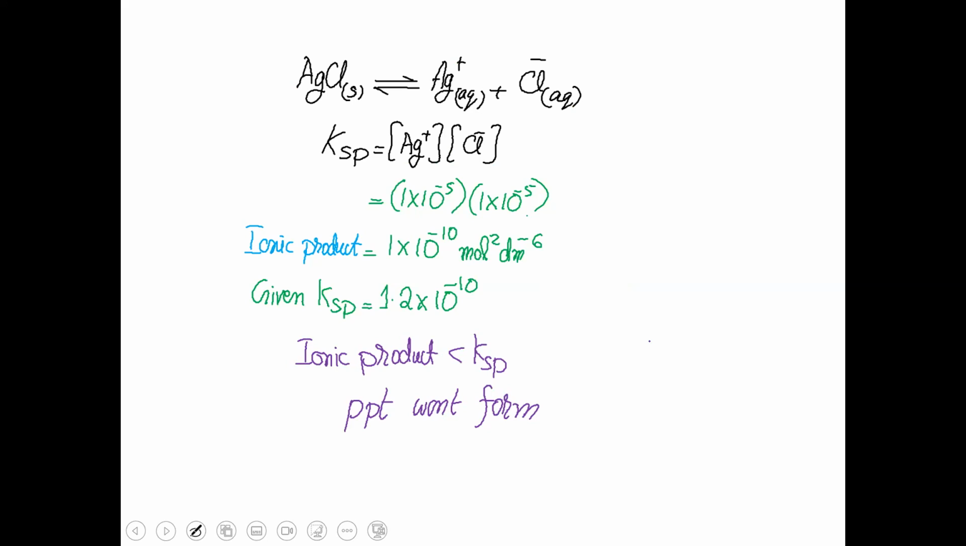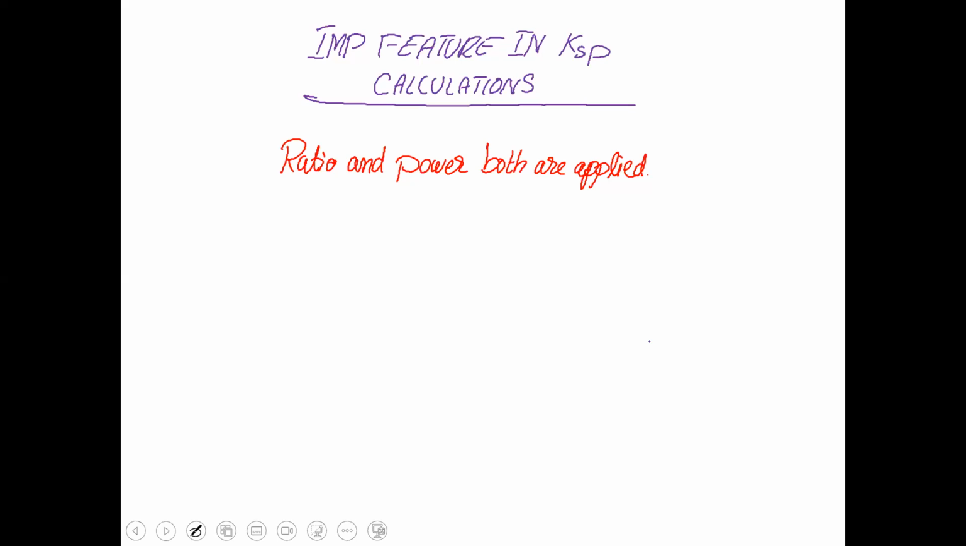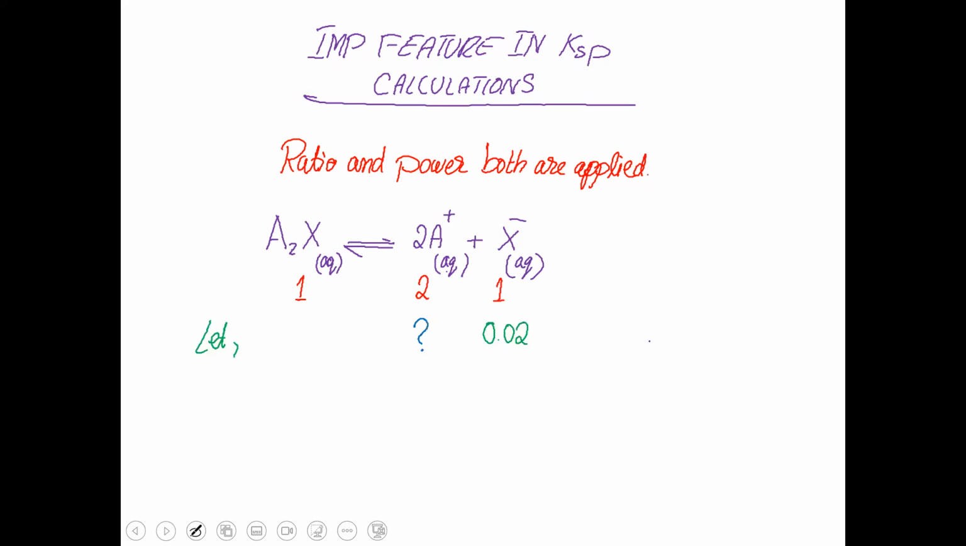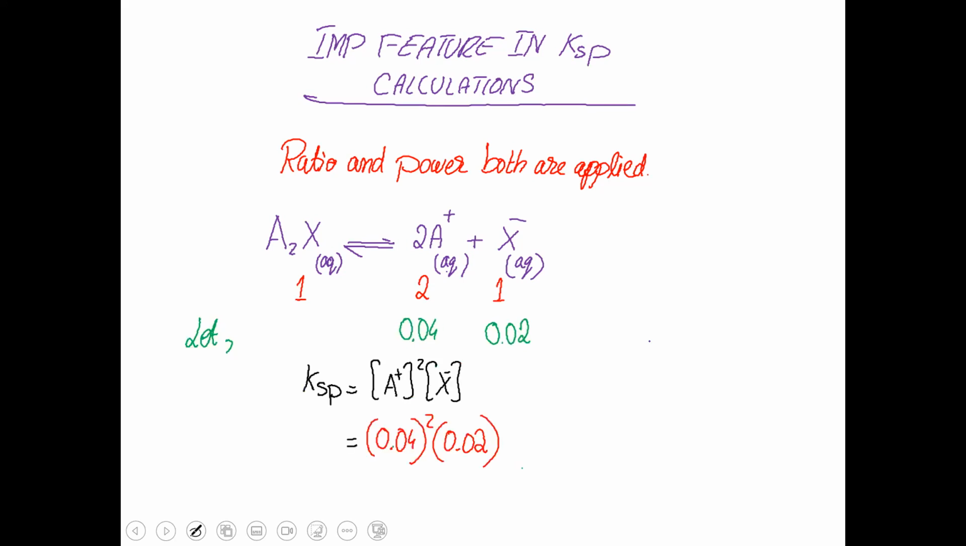Yes. Okay, good. Important features in Ksp calculation: ratio and power both are applied. So when you apply this formula, the ratio and the power functions both are there. For example, it is aX+ and 2aX-. When you make the ratio, for example, if X- is 0.02, the X+ will be 0.04. So when you put them in calculation, you have to double the ratio and also the power. So the two will be acting in two positions. You have to copy this calculation trick.